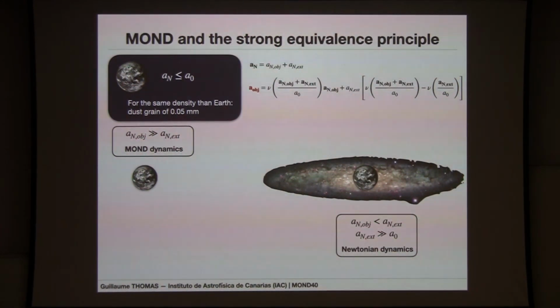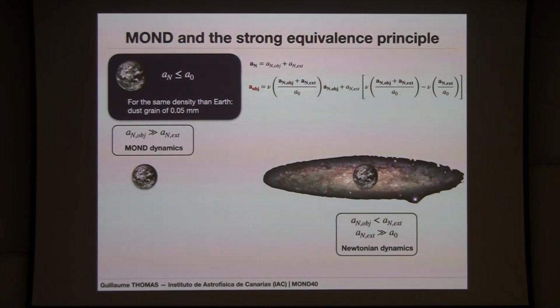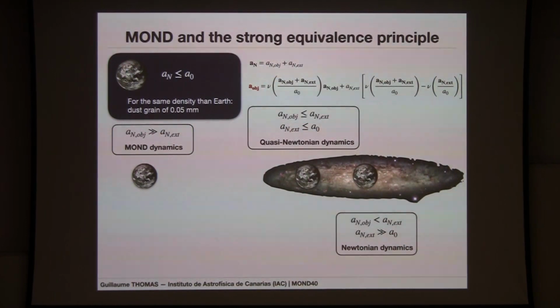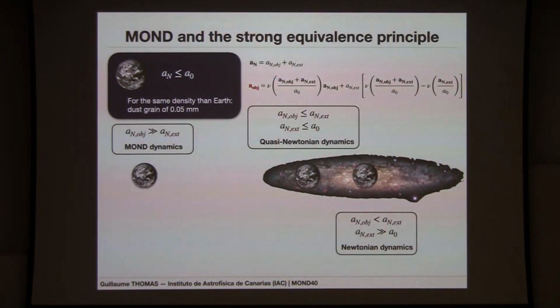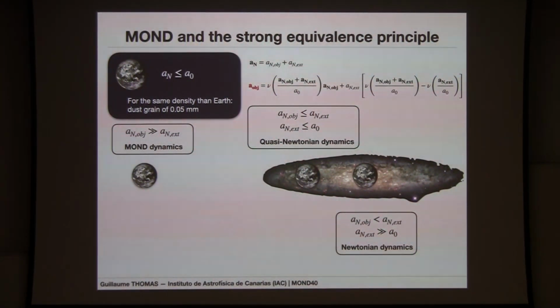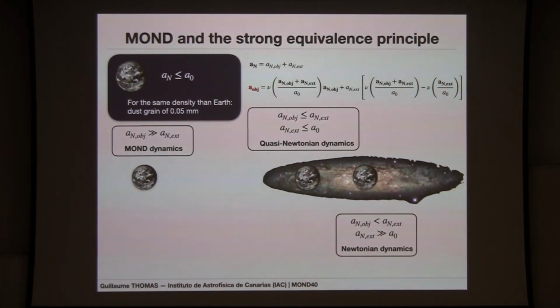If now I put the Earth in the center of the galaxy, or even the dust grain, sorry, in the solar neighborhood, you will see that basically your external field acceleration is in the Newtonian regime, so the amount of boost is also equivalent to something in Newtonian dynamics, so you recover the classical Newtonian dynamics, and the apple will fall exactly as on Earth. Now, if the dust grain is around the solar neighborhood where the external acceleration is of the order of a naught, you will find something which is called the quasi-Newtonian dynamics. It's equivalent to the Newtonian dynamics, but with a renormalization of the gravitational acceleration, dependent on the value of the external acceleration.